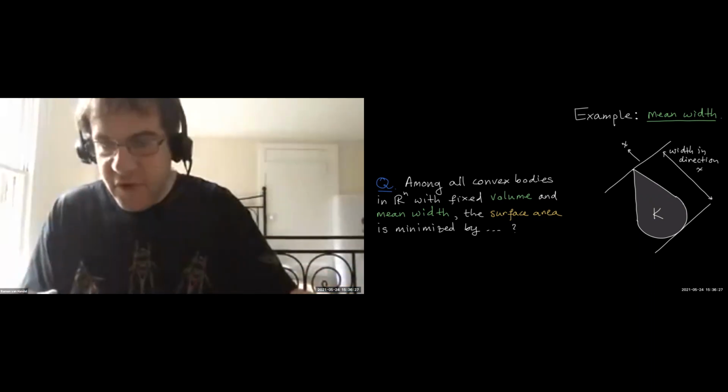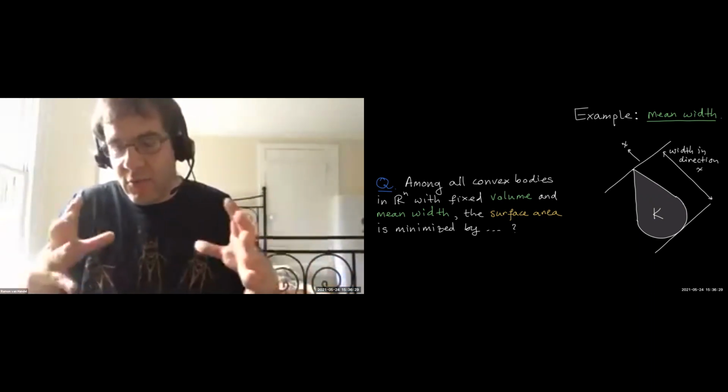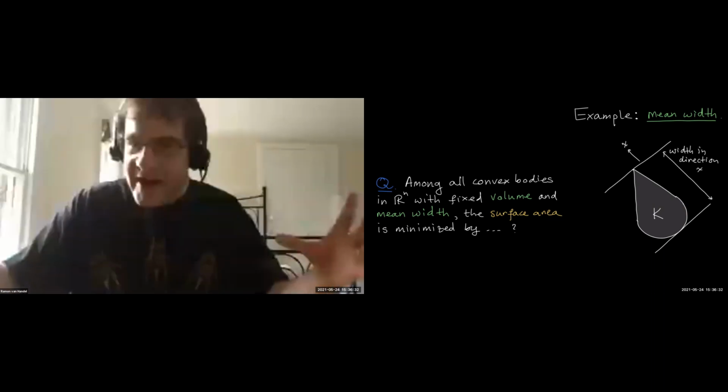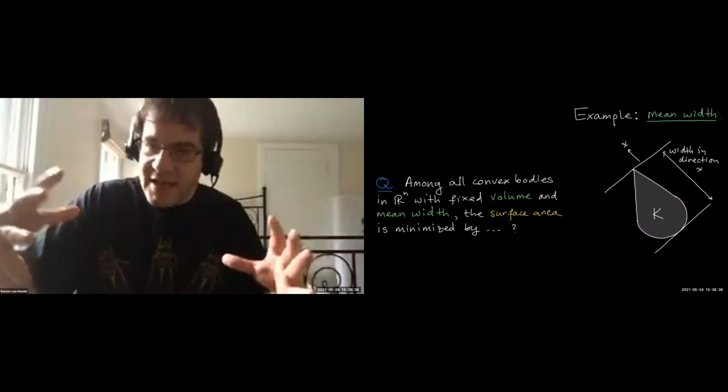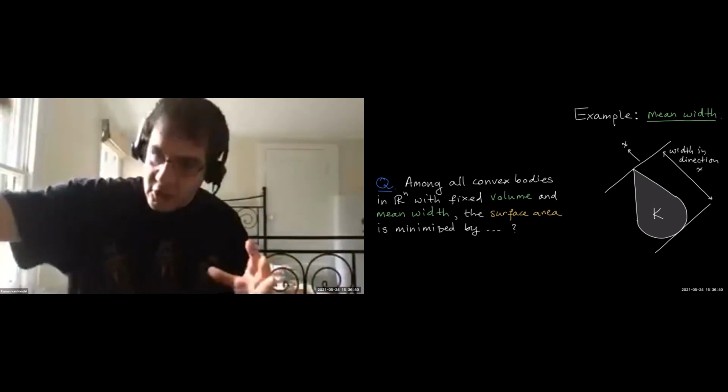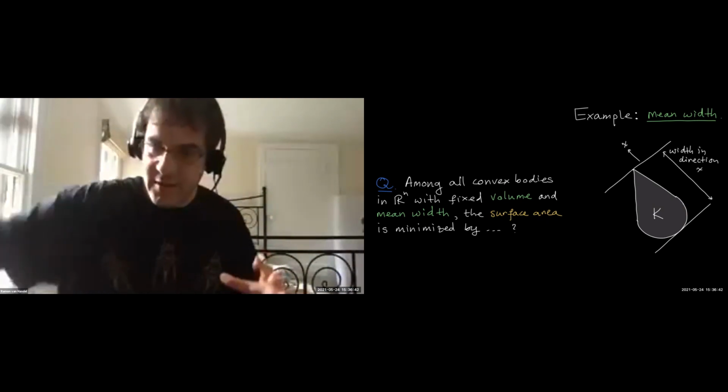And if you do this, the question is now, if I force my body to be wider than it wants to be, what is now going to be the minimizer of the surface area? It can no longer be a ball because the body has to stick out. It has to stick out because it needs to be wider than a ball.